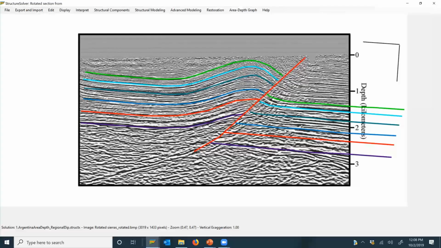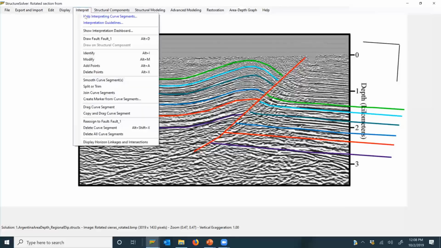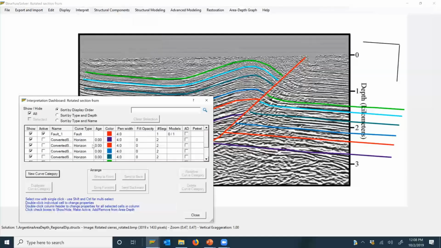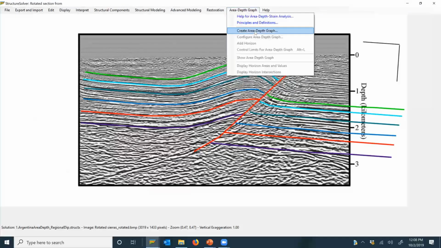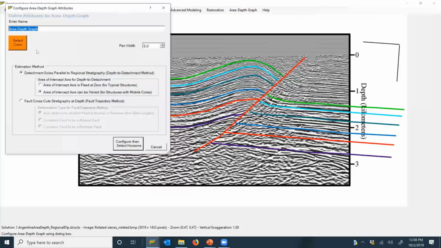And so the premise, one of the fundamental things you can use area depth for, is determining where those faults are going at depth. You may see it in the shallow part of the section, but the deeper geometry is essentially unknown. So what we can do in this case is start with our basic interpretation. We have a series of horizons that have been interpreted, as well as the upper part of the fault segment. And so to create an area depth graph, it's as simple as starting with our interpretation.